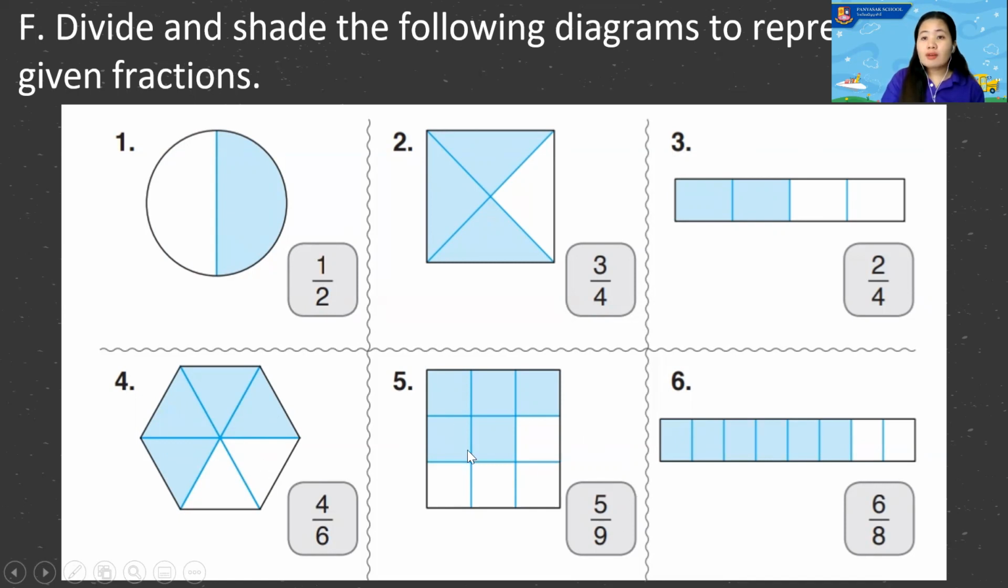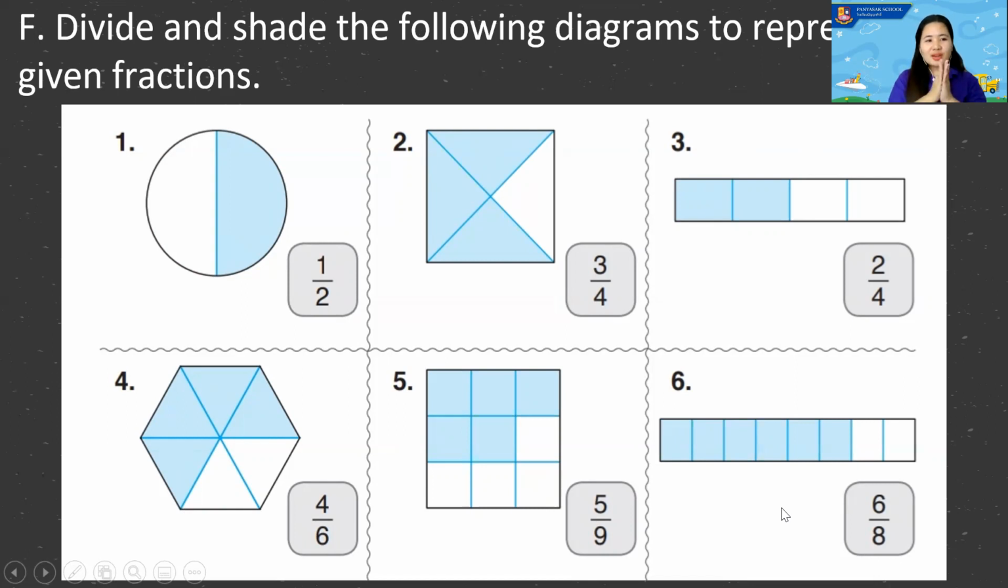Number 5, 5/9. So you have to divide this into 9. So 1, 2, 3, 4, 5, 6, 7, 8, 9. Then how many will you color? 5. So 1, 2, 3, 4, 5. Okay, good job. Then how about number 6? Number 6, we have 6/8. So 8 is the total. 1, 2, 3, 4, 5, 6, 7, 8. Then how many will you color? That is 6. So 1, 2, 3, 4, 5, 6.